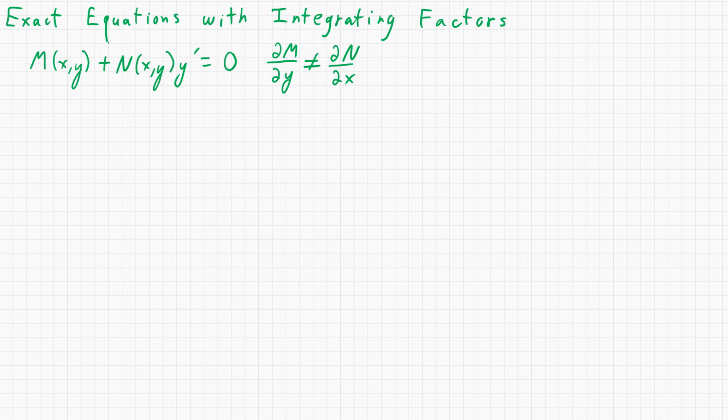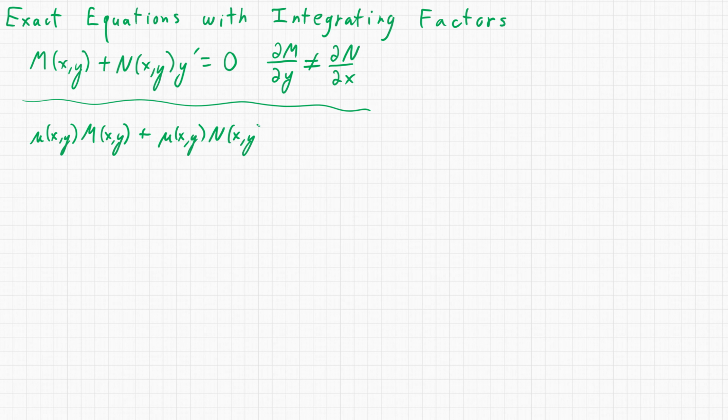Continuing with integrating factors for exact equations, we want to figure out how to find this integrating factor mu of x comma y. All right, so let's start out. Let's say we have some ordinary differential equation in the format for an exact equation, and it's not exact. The next step is to take mu of x comma y times M of x comma y plus mu of x comma y times N of x comma y y prime equals 0.